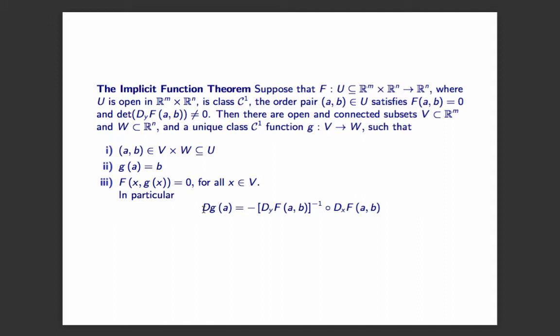And in particular, we can compute the derivative of G using the evaluation of the derivatives of f with respect to x and y at our ordered pair (a, b). Now, by the way, this last "in particular" part is implied from the previous theorem. So we won't prove that because, once the above is true, we have exactly the setting of the previous theorem.